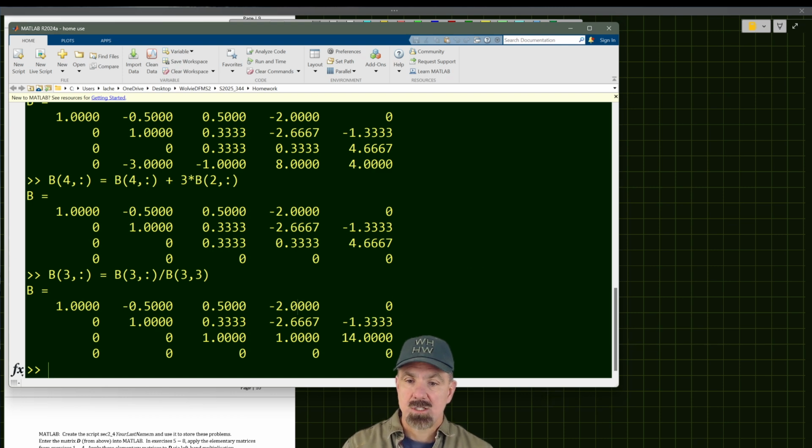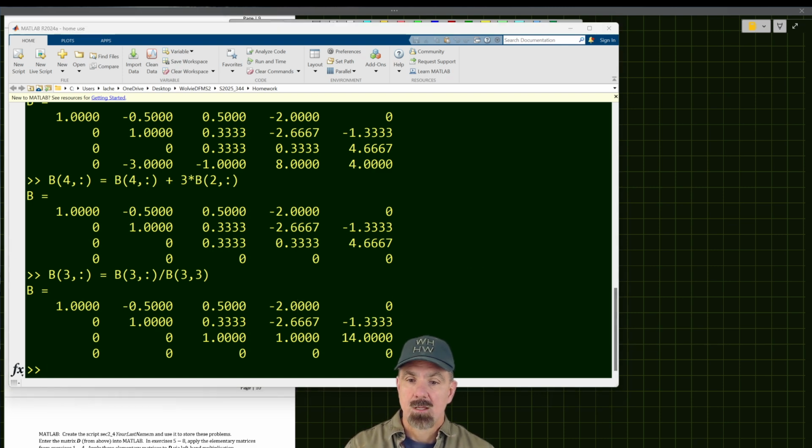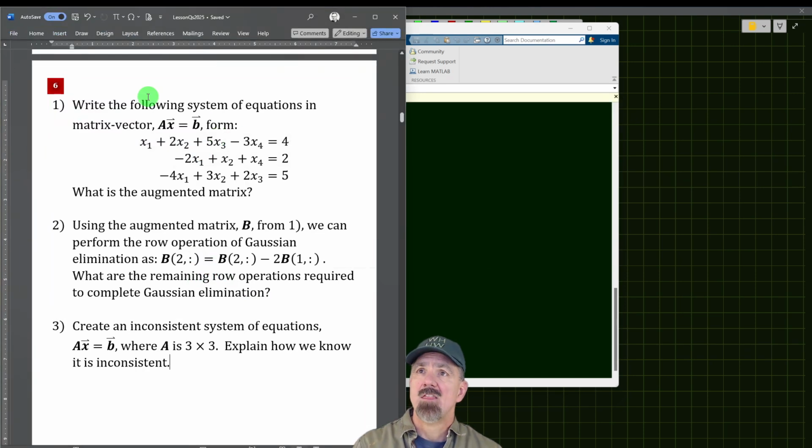Let's take a look at the questions that we have for today. These are the questions that you're going to do. You're going to take this and write it in matrix vector form along with an augmented matrix. I recommend you do it in MATLAB. Just take your augmented matrix, put it in MATLAB, and do a few steps. It's maybe 3 or 4 steps of Gaussian elimination just to get the hang of it. And then you're going to create a system down here to meet this requirement.